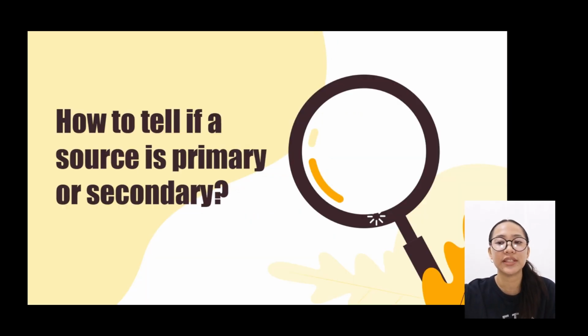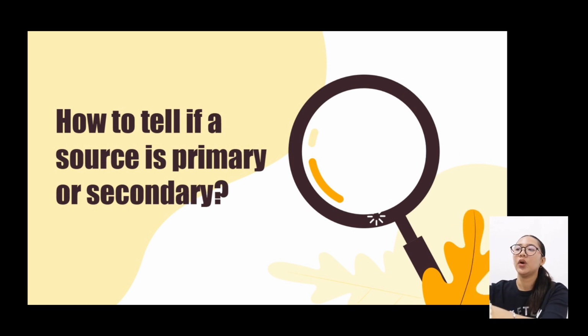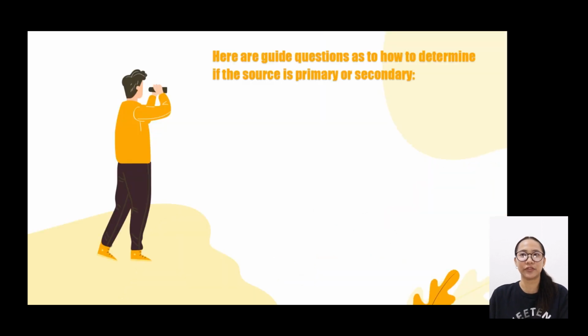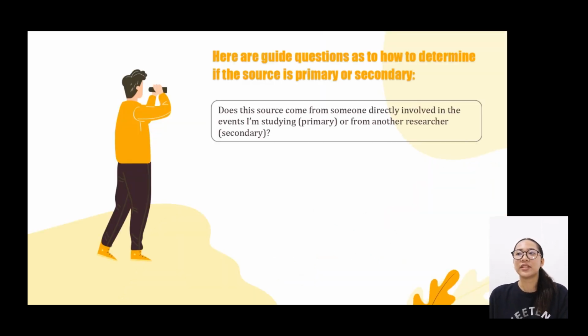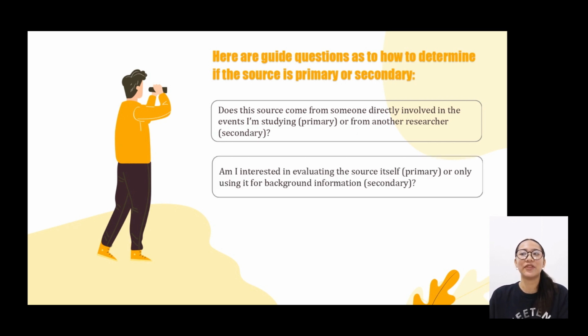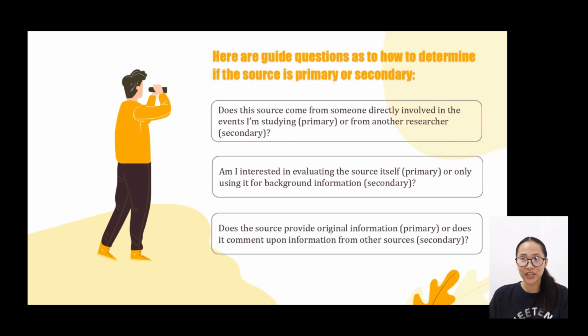Next, how to tell if a source is primary or secondary. So, we have these questions, no? To determine if something can be used as a primary or secondary source in your research, there are some simple questions you can ask yourself. First, does this source come from someone directly involved in the events I'm studying? That's primary, or from another researcher. Next, am I interested in evaluating the source itself or only using it for background information? The last one, does the source provide original information or does it comment upon information from other sources?